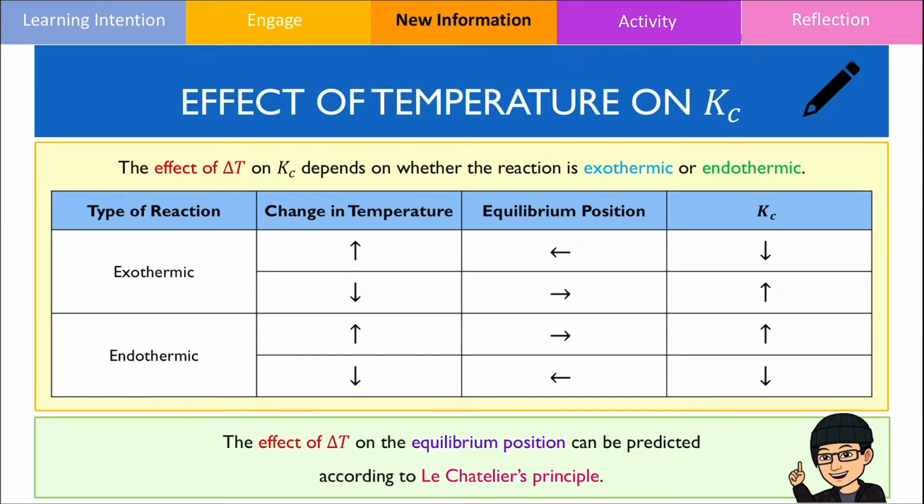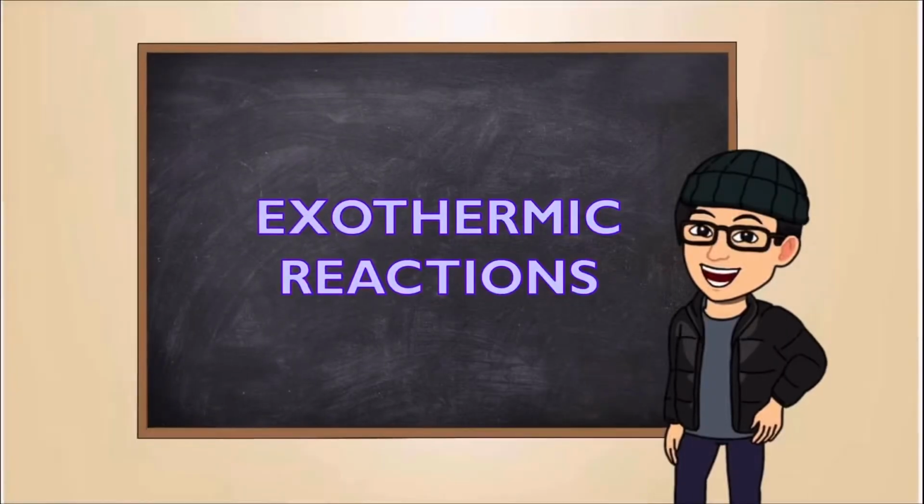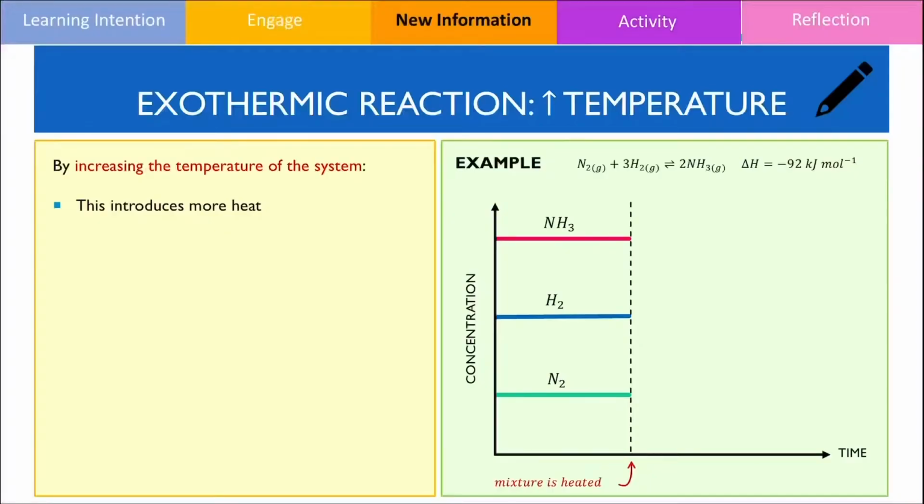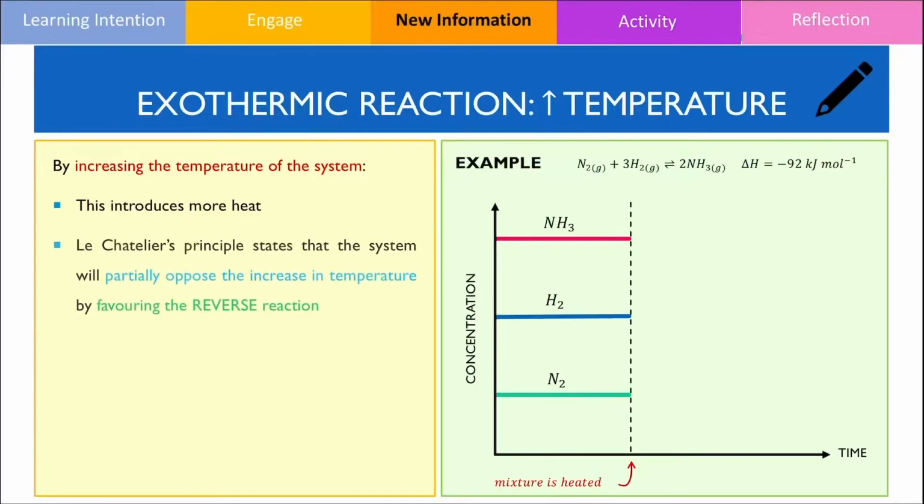We will start with the exothermic reactions first. Exothermic reactions are characterized by releasing heat to the surrounding environment. If we were to increase the temperature by heating up the system, we know that the system will partially oppose the increase in temperature, and it does this by favoring the reverse reaction. The reason why it favors a reverse reaction is because the reverse reaction, or the dissociation of ammonia into nitrogen and hydrogen gas, is an endothermic process which allows the system to absorb some of the heat that was added.